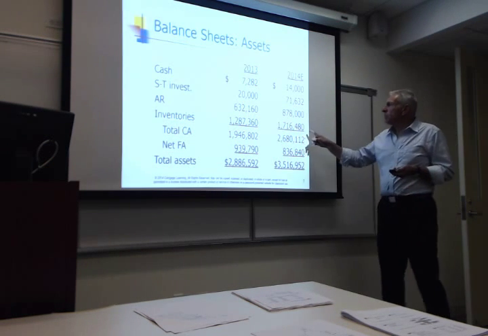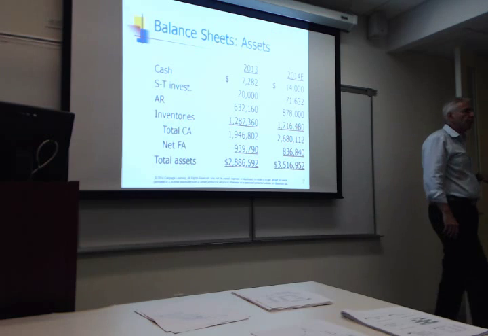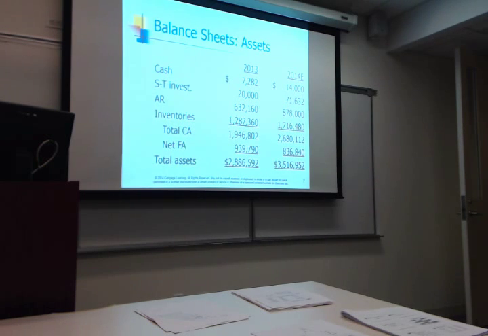The other big thing that went up is inventories. Again, their sales volume went up. That could be part of the explanation, but the question is, have inventories gone up too much? Okay, and that's what we have to ask ourselves, and that's what the ratios are going to help us determine.